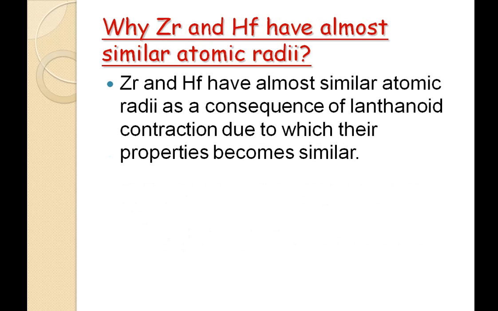One more very important question. Why do zirconium and hafnium have almost similar atomic radii? Answer is obvious. They have almost similar atomic radii as a consequence of lanthanoid contraction, due to which their properties are also similar.